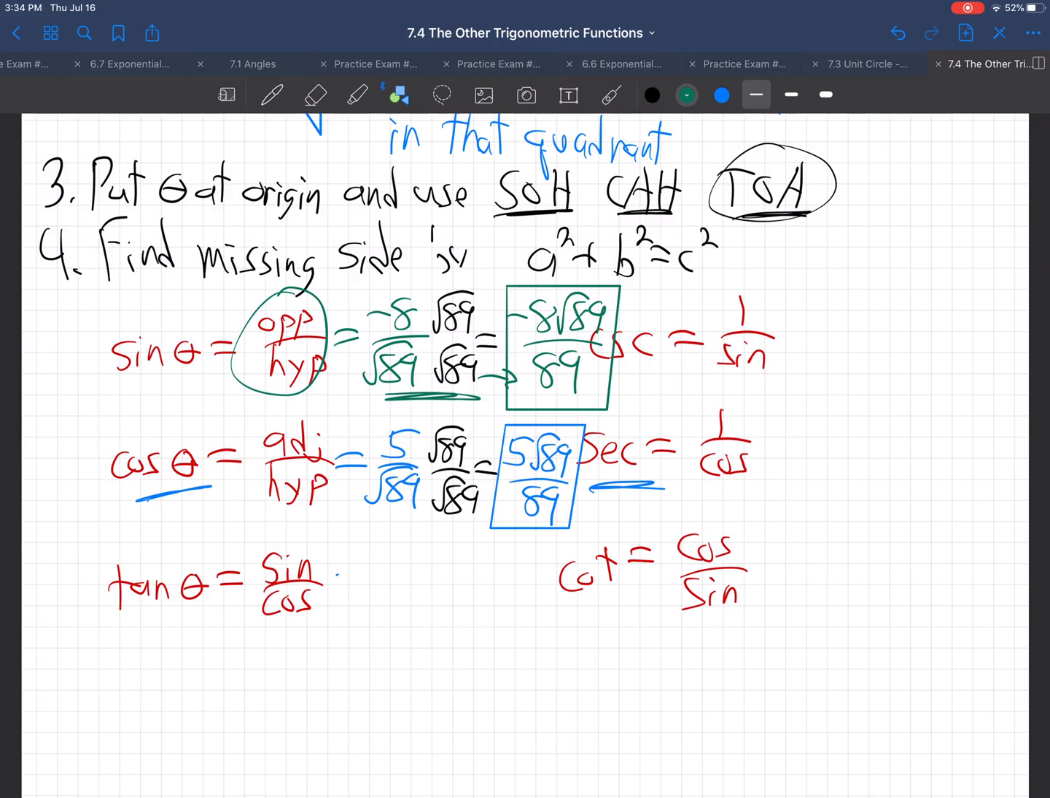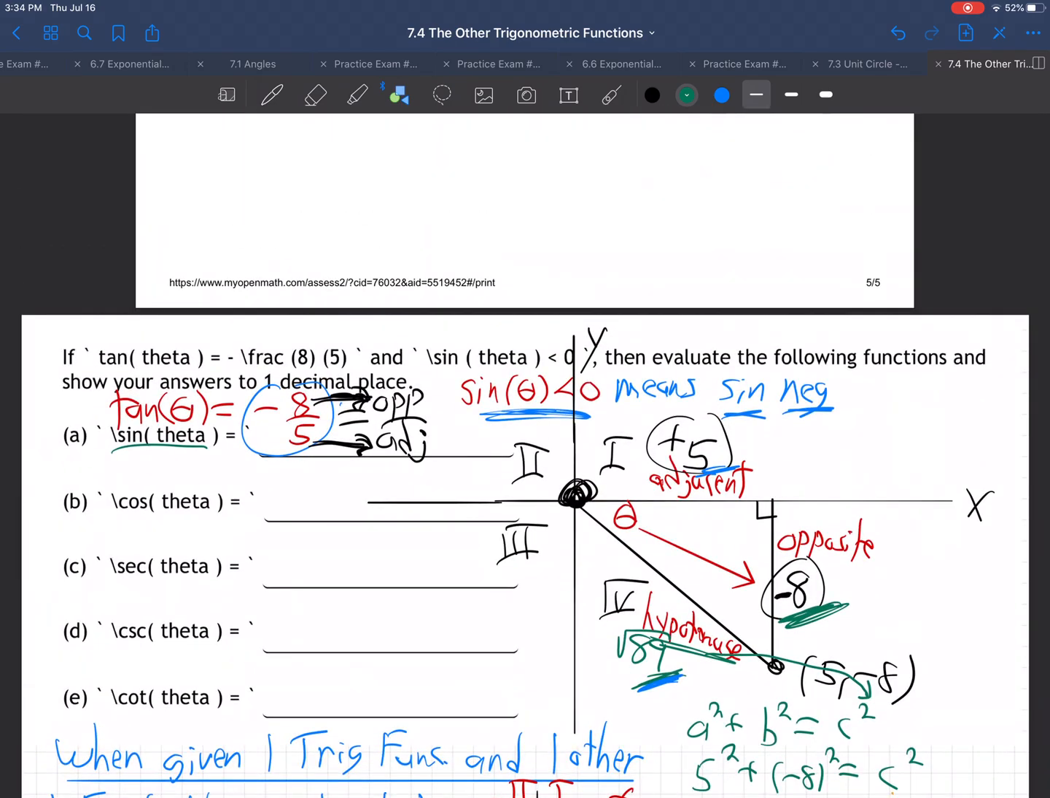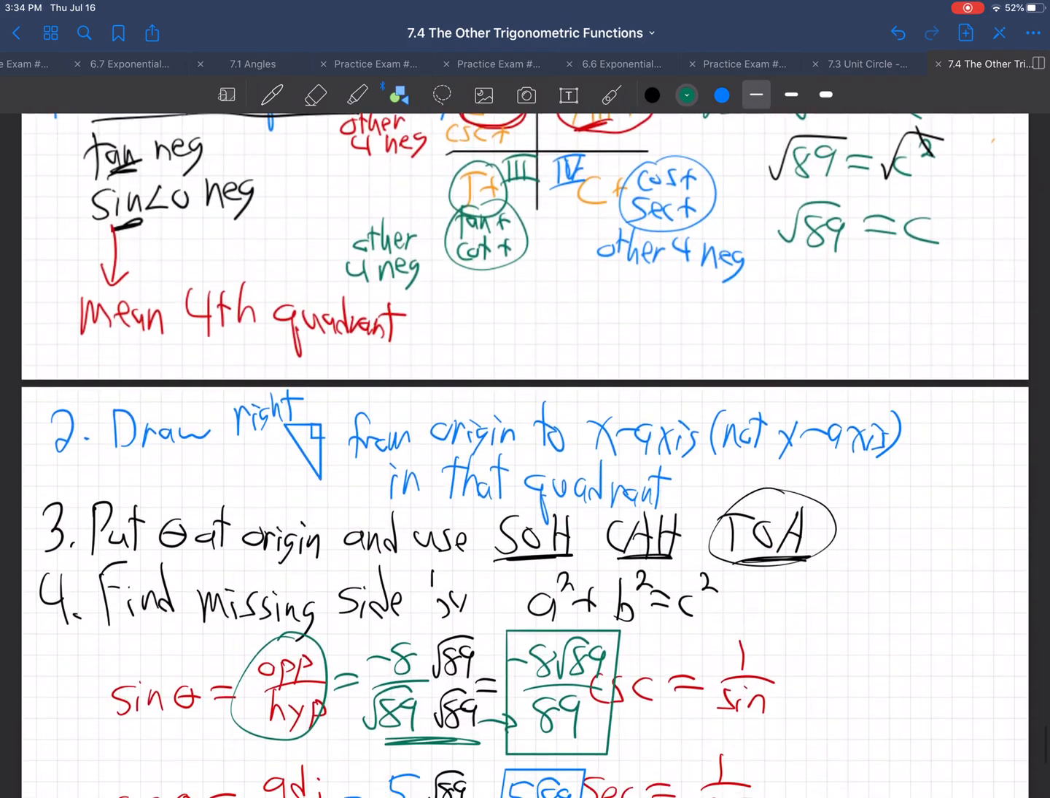Now tangent we don't have to do. They already gave us tangent. I mean, that's minus 8/5. They're not asking us for tangent. They gave us that in the beginning.